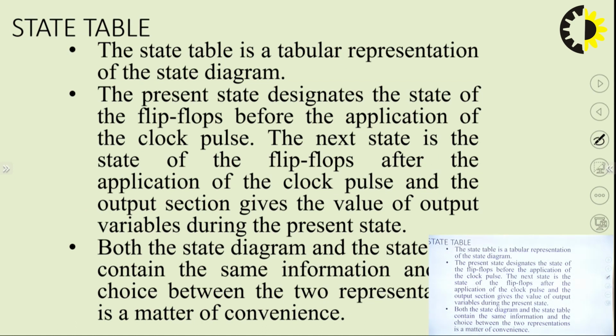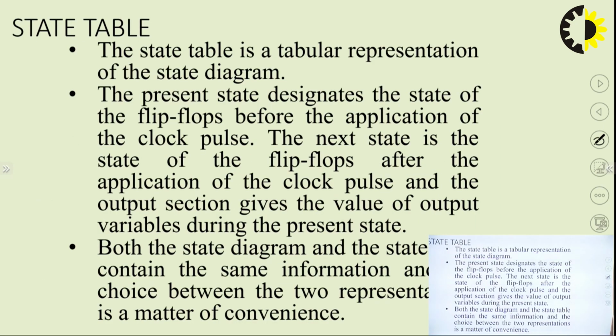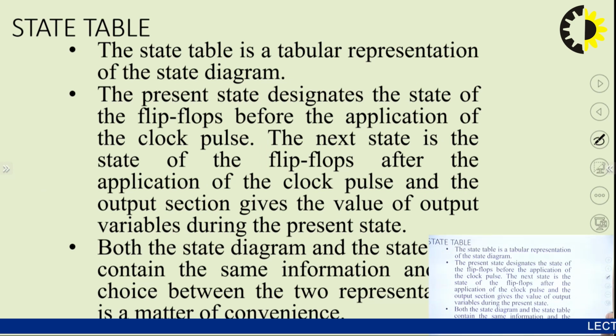Now let us once see what is the state table. The state table is the tabular representation of the state diagram. As we have already seen, it is a tabular representation of the same state diagram. The present state designates the state of the flip-flops before the application of the clock pulse. Obviously, all the flip-flops are clock pulsed and the application of the clock pulse will result in the next state.